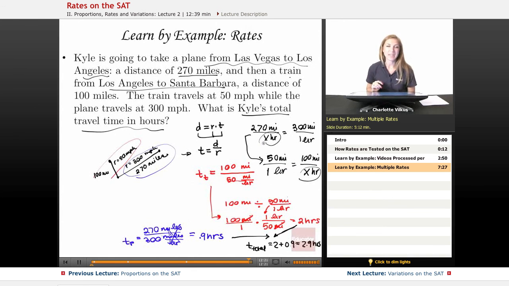So just like the last one, we can do it either way. It's up to you to decide. And play with a few rate problems and decide which one you like better and which one you're quicker at, and use that as your SAT strategy for these rate problems.